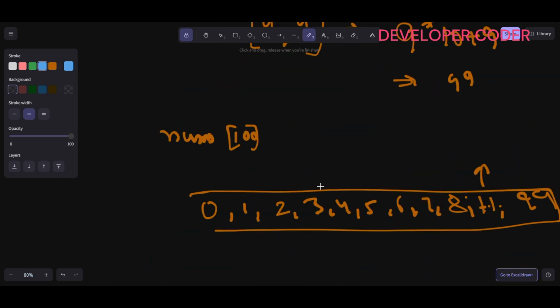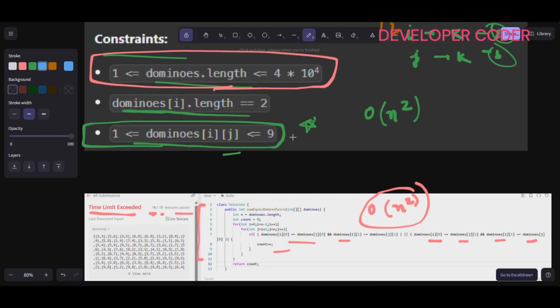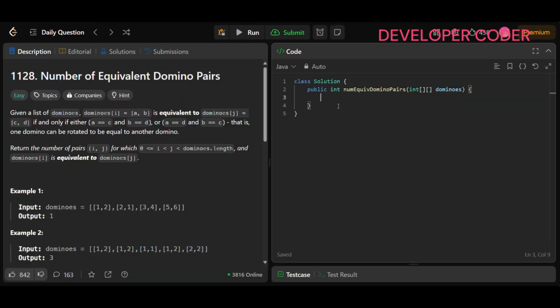Okay, so now let's write the code. Very very simple problem, right? Nothing complex here. All right, so first create one nums array. Nums is equal to new int, and here you have to give 100. And then initially just set the value of return to 0. This is what you are going to return initially, and then you have to iterate over all the dominos one by one. So you can use a for each loop, int domino in dominos.